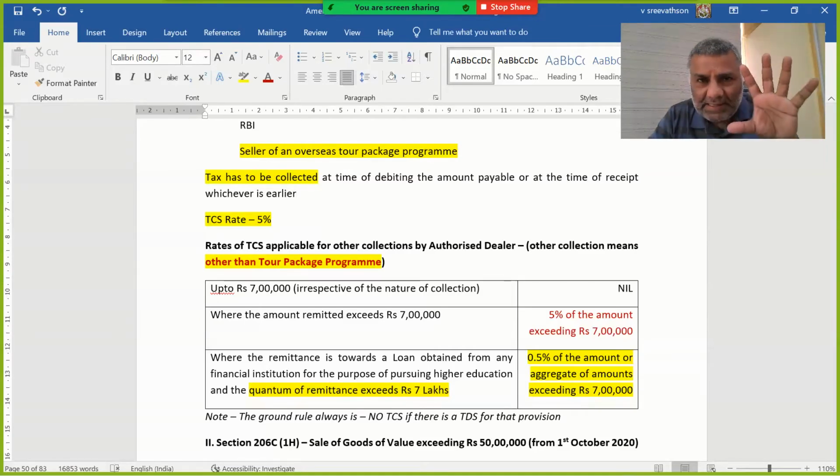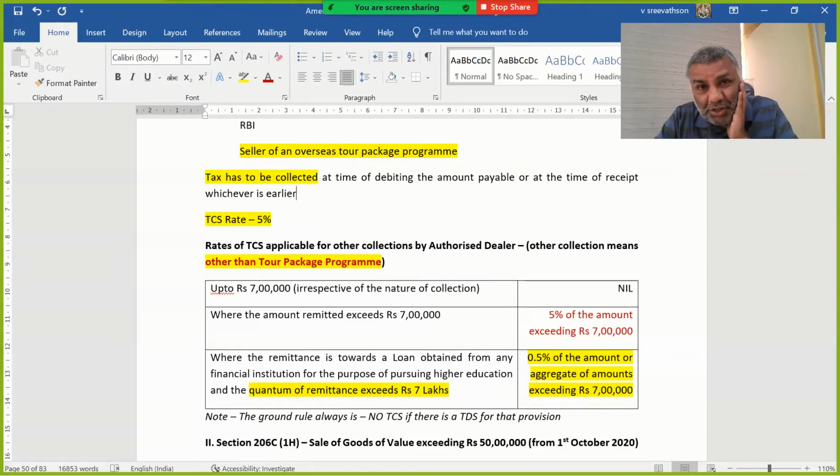Okay, friends, shall I repeat the provision? This is for payment outside India under the Liberalised scheme and also for tour package. For tour package there is no limitation, that is, no threshold limit. Right from rupee 1, tax is to be collected at source. Only for other payments, there is a threshold limit of 7 lakhs.